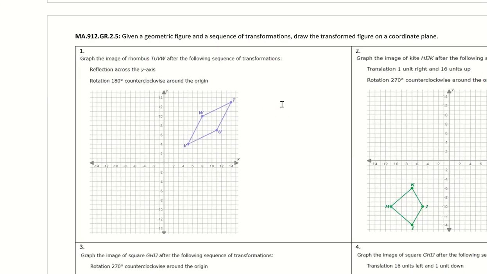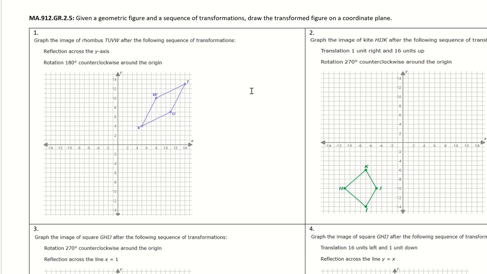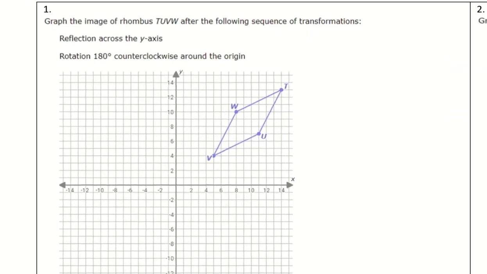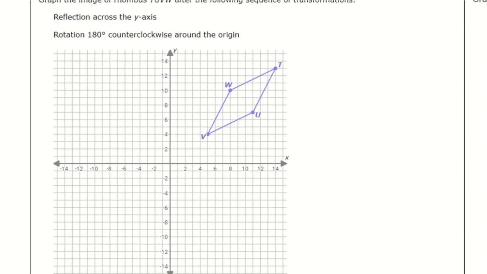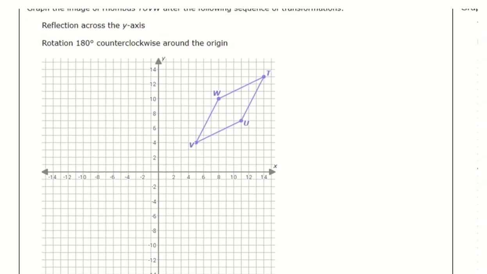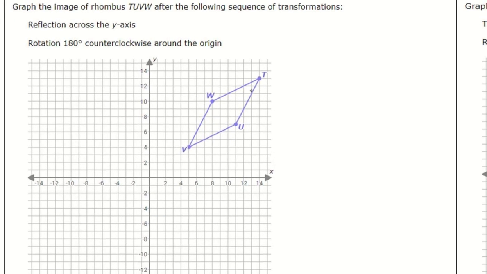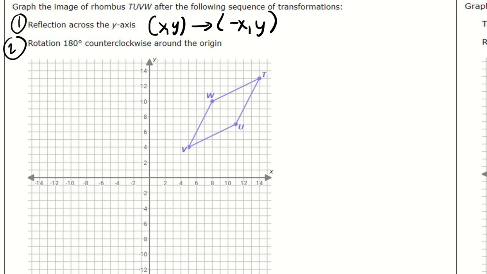All right, so we're looking at 2.5. Given a geometric figure and transformations, draw the transformed figure on the coordinate plane. All right, so a lot of these are repeat types of questions. It's just the same skill. So I'm going to go through these as fast as I can. So we need to write down all the coordinates and then apply the correct rule. Reflection across the y-axis. Let's write down that rule. So if I want to reflect across the y-axis, then the x has to change to its negative counterpart, the opposite sign. So that's transformation number 1.